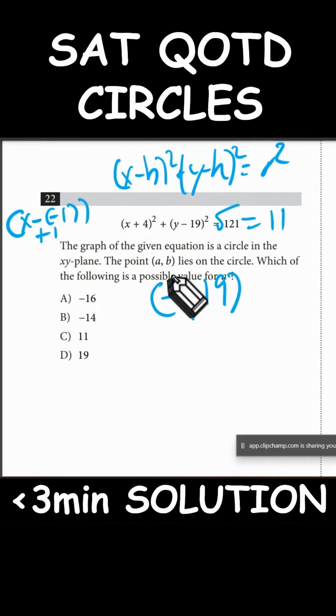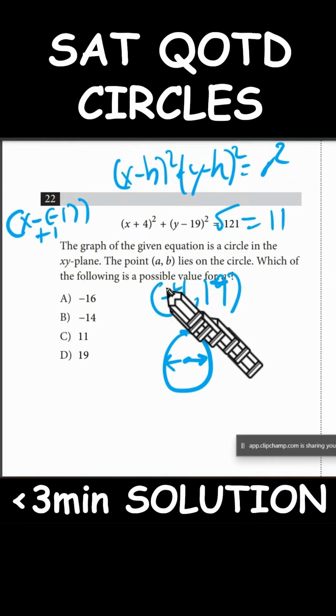So they're asking us basically, which of the following is a possible point for A, right? So we want to see what is a valid x value for a point on this circle. Which one of these would be a valid x value for that point? All we have to do is add 11 to -4, because we want to see the bounds of the circle in terms of x. So we want to see how far left we can go on the x-axis, and the same thing for the right. So let's do -4 plus 11.